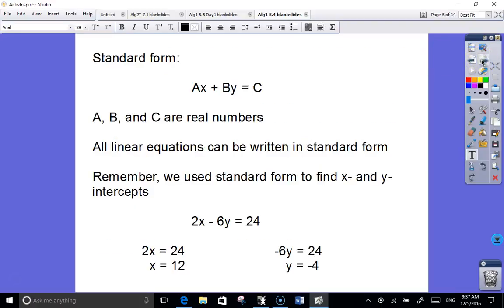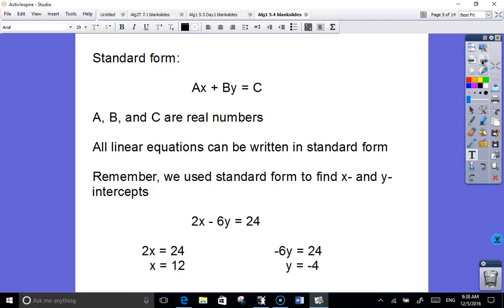Standard form, right? The x and y terms are on the left. The constant term, the one that doesn't have a variable, is on the right. And those a, b, and c just represent numbers. We say real numbers. This book is kind of loose with that because they're letting you have the first number a be a fraction or negative, and sometimes they don't. Sometimes they say you want that first number to always be positive and no fractions, but it's okay.